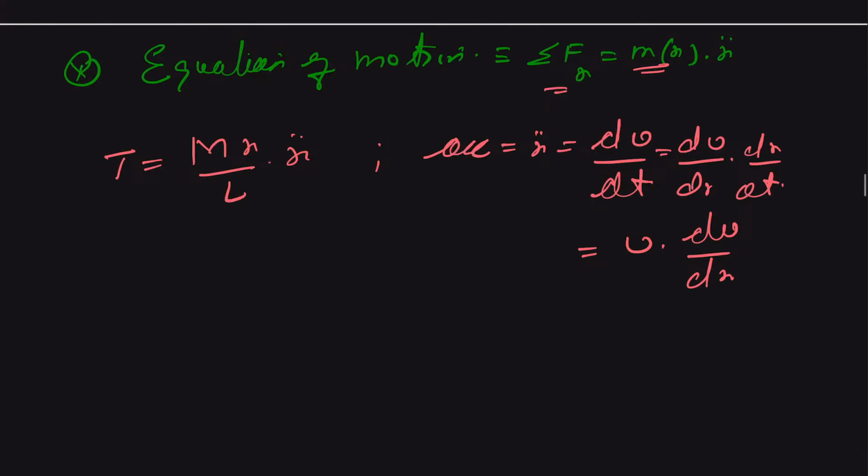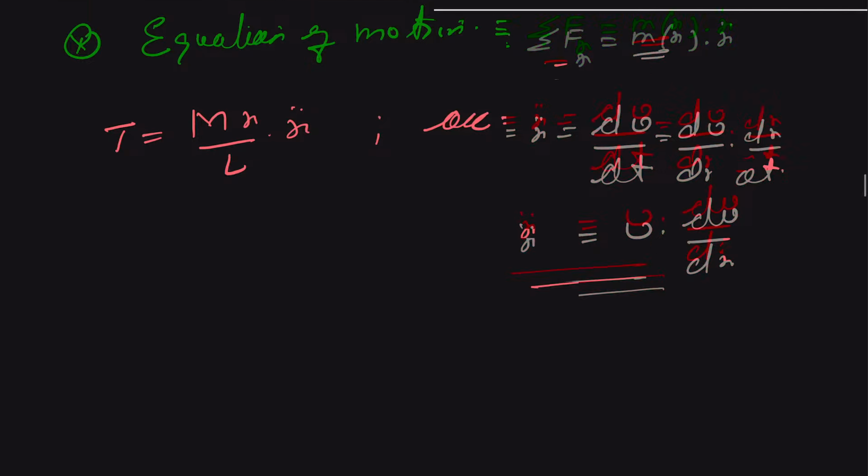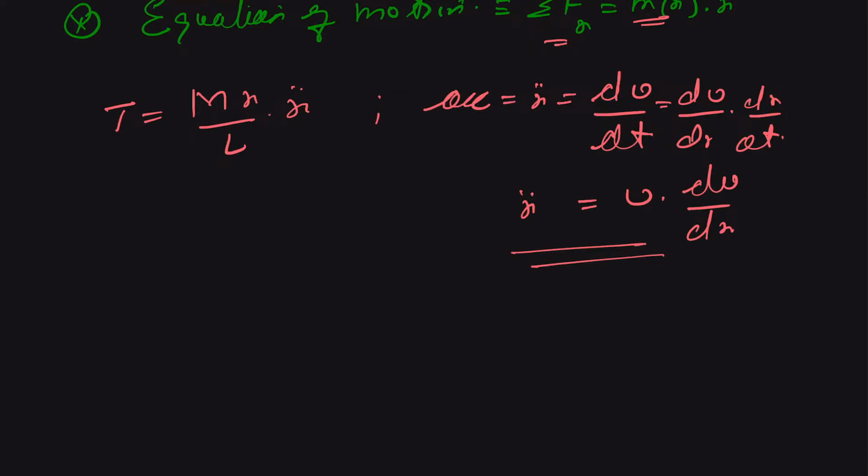Therefore, we can say that our acceleration will be nothing but our velocity times the derivative of velocity with respect to distance. Now we can use this relationship in the tension T. Therefore, tension T will be equal to mass times x, and we get this as V dV by dx.